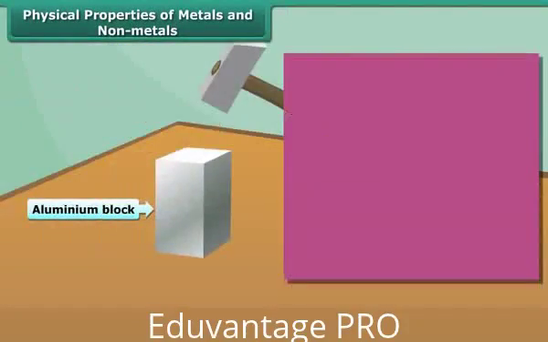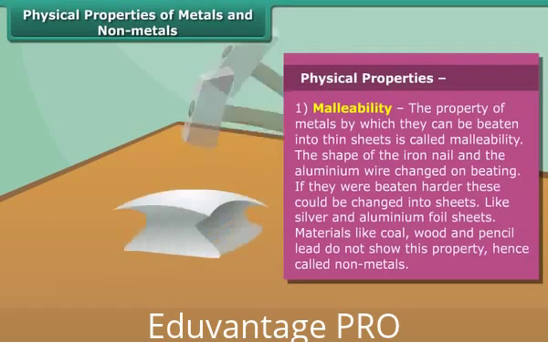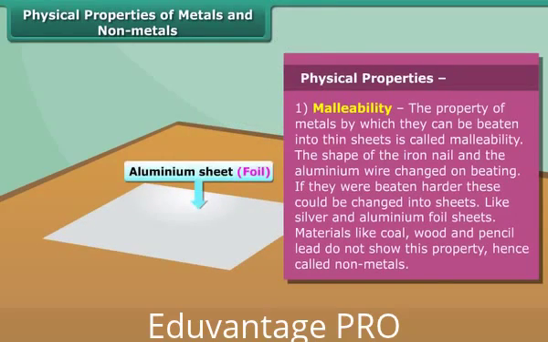At first we know about the physical properties. The first property of metal is its malleability. By this property, the metals can be beaten into thin sheets. Non-metals don't show this property.